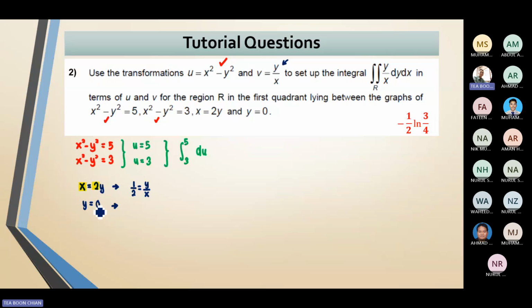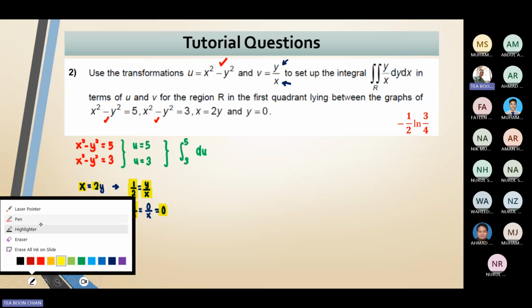From y equals 0, you want to make it into y divided by x. What you do is simply divide both left and right hand side by x. So here, y divided by x equals 0 divided by x. In the end, this is also equal to 0. So now you finally obtain y over x equals 1 over 2, and y over x equals 0. Therefore, this will become your V transformation.